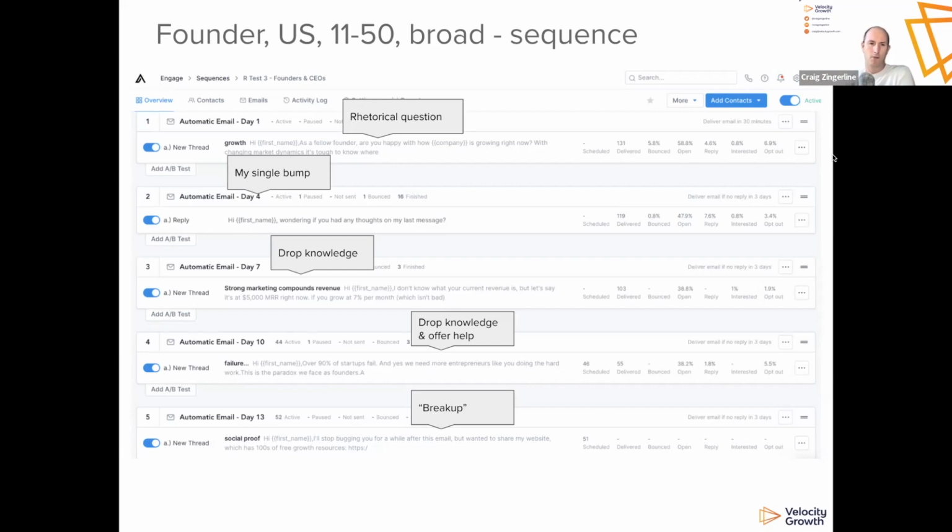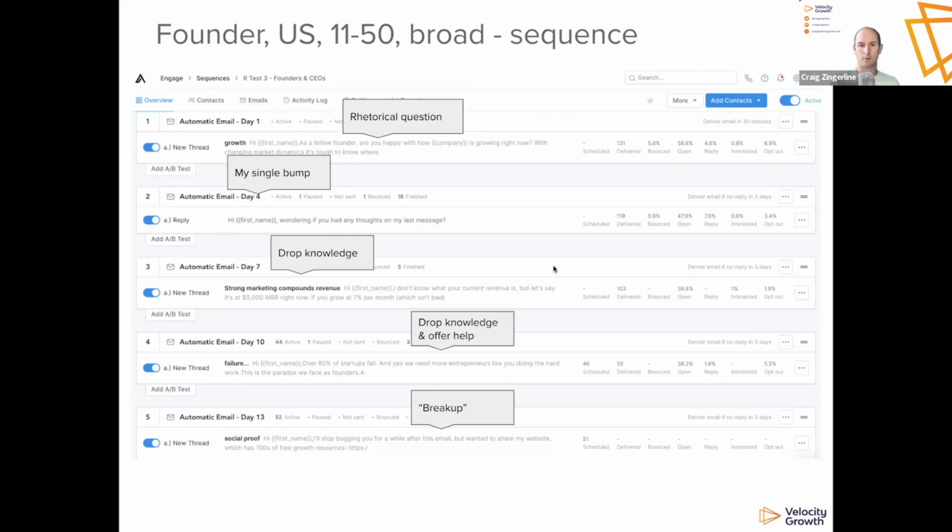Then my single bump. So the second email was, hey, Antonio, wondering if you had any thoughts on my last message. Now, I feel like I'm being obnoxious when I send that out, but I still do it anyway because it works. But you do need to develop a little bit of a thick skin with this. Sometimes people reply back and they'll be like, F off. Or, yeah, I do have thoughts on your last message and I hated it. Unsubscribe me. Totally normal. It happens. Just roll with it. The person might be having a bad day. Just give them the benefit of the doubt.